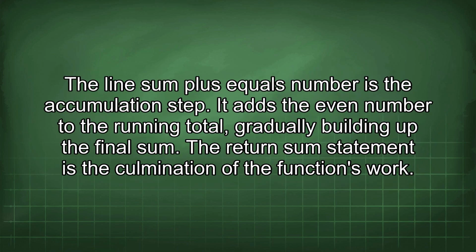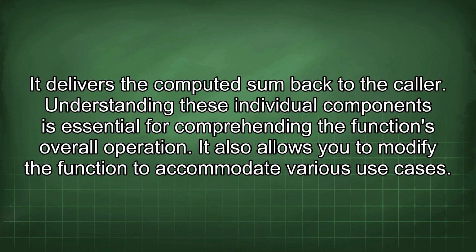The line sum += number is the accumulation step. It adds the even number to the running total, gradually building up the final sum. The return sum statement is the culmination of the function's work. It delivers the computed sum back to the caller.